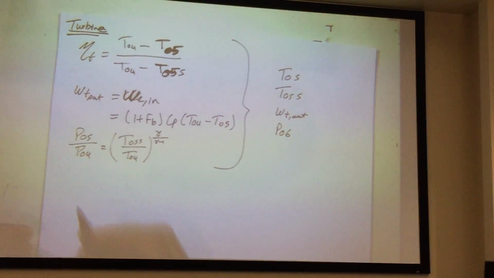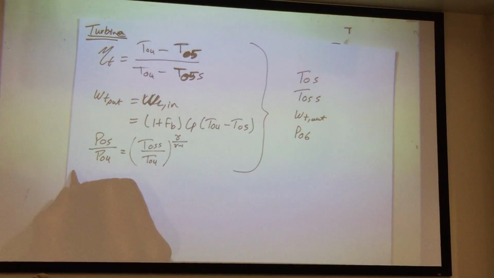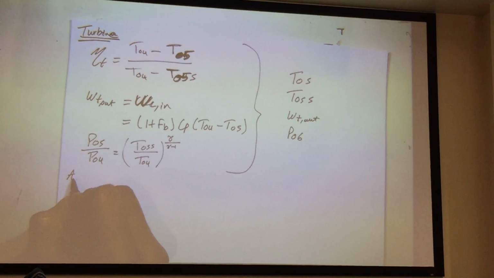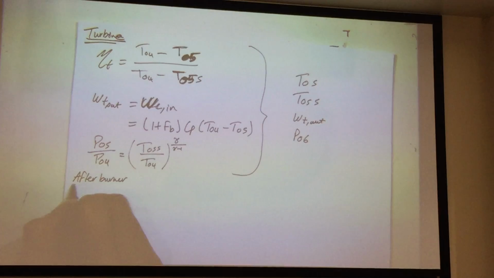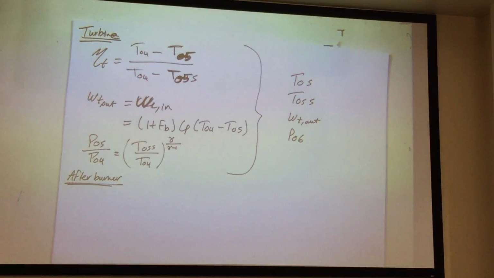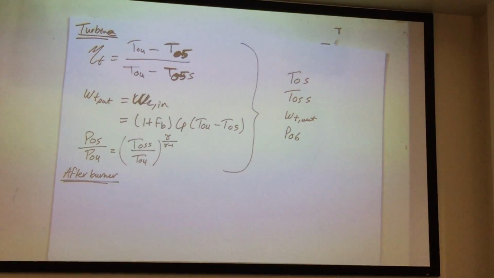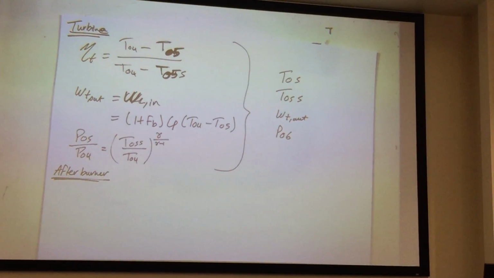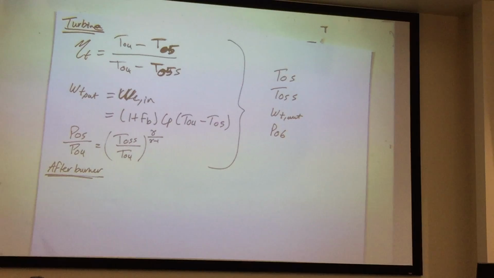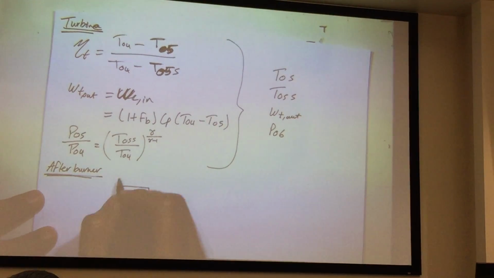Now, we need the afterburner, and obviously the nozzle. But it's the same stuff that we've done on ramjets. All the difference was the compressor and turbine. So for the afterburner, how do I deal with the secondary burner? Well, I have a secondary burner right here.